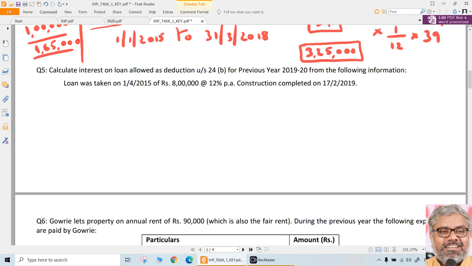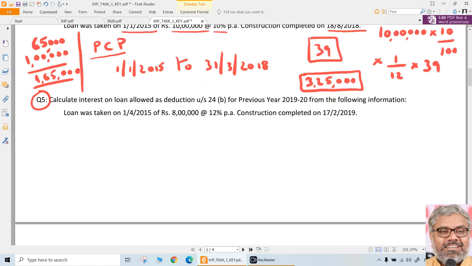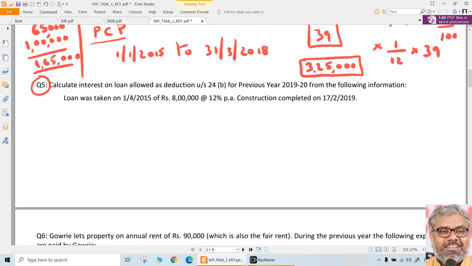Prior to that, what happened to the post-construction interest? We don't need to worry about it. But definitely pre-construction interest, yes. That we have to worry about it. Since 5 years has not passed after the completion of construction, 1/5 of that is still allowed as deduction under 24B. Next question also is similar.